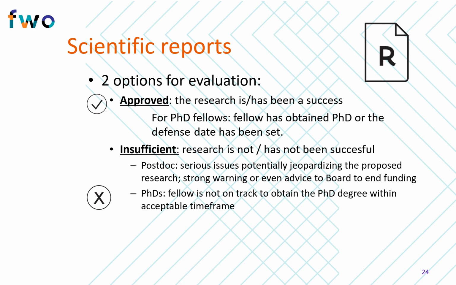A score of approved is given to reports in which the initial goals, which were put forward in the proposal, have been reached. For PhD fellows, an important outcome is a successful defense of their PhD thesis. If this has been achieved already or will be achieved within a reasonable time frame, the report can be approved without further ado. A score of insufficient can be given to reports which do not show sufficient proof that the intended intermediate or final goals have been met.